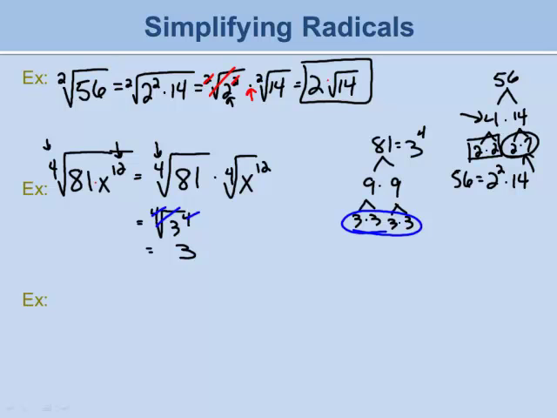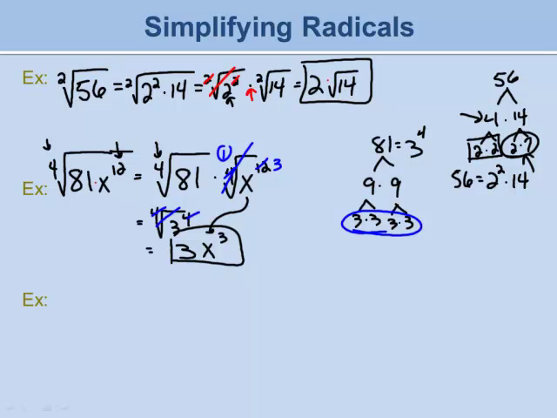Okay. Now over here, we also have to simplify this. We've got a common factor. 4 divided by 4 is 1. 12 divided by 4 is 3. Because we canceled out everything on our radical sign, and we're left with a 1, our sign also goes. And so this comes down to a simplified form of x cubed. And so the 4th root of 81x to the 12th is equal to 3x cubed.